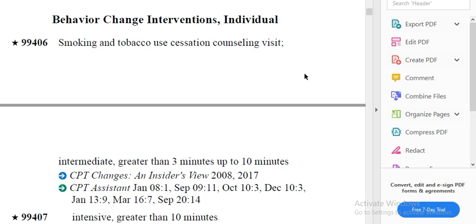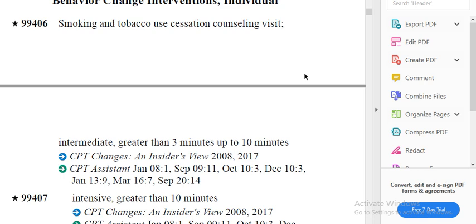If you check in the CPT book, these smoking cessation codes come under behavior change interventions, individual. So we have two codes here. The first one is 99406 and the other is 99407. 99406 says: smoking and tobacco use cessation counseling visit, intermediate, greater than 3 minutes up to 10 minutes. So we can't code if it is less than 3 minutes. It must be greater than 3 minutes and up to 10 minutes.